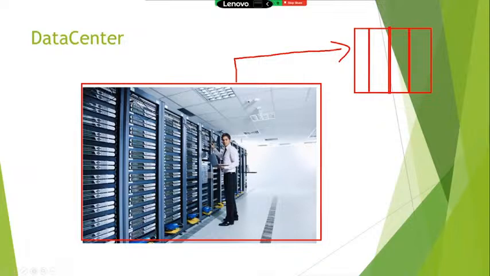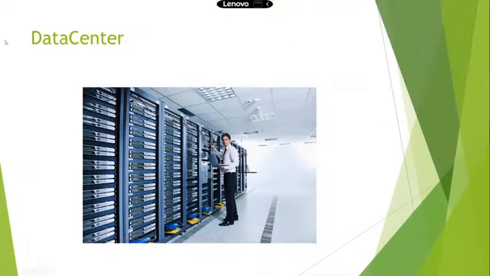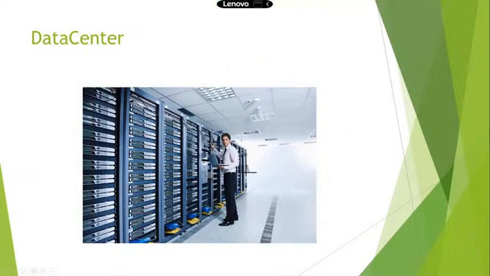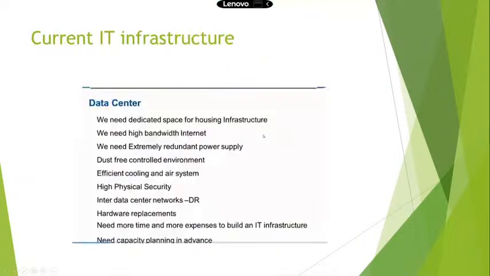So first, we have to purchase one building and design it according to data center rules, regulations and guidelines. After designing the data center, we need many things. What are the things? First thing, we need dedicated space for housing infrastructure, the point which I have just explained.